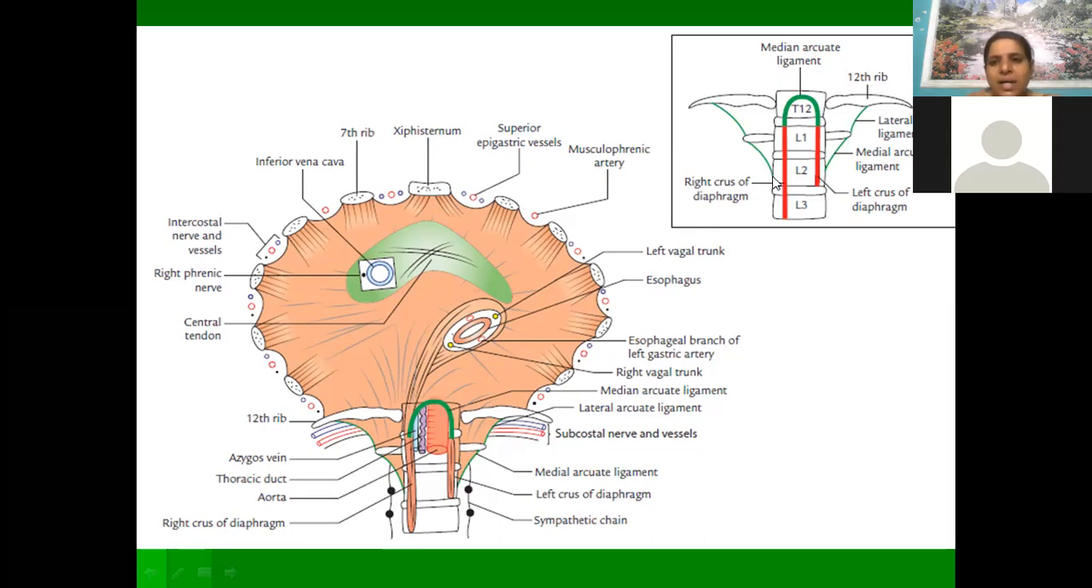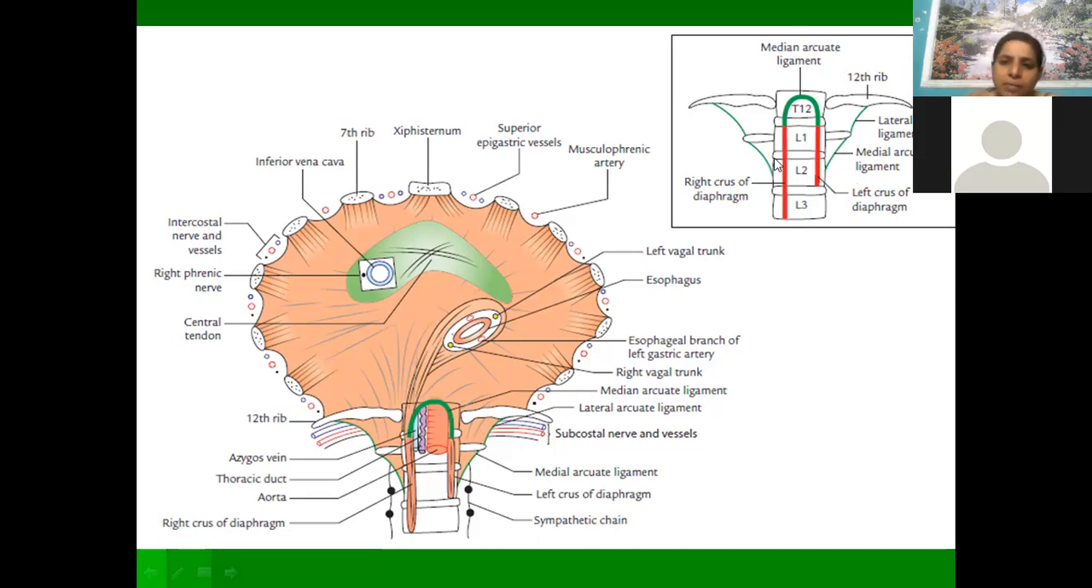Medial is extending from the lateral aspect of the second lumbar vertebra to the tip of the transverse process of the first lumbar vertebra. Whereas the lateral arcuate ligament is extending from the tip of the transverse process of the first lumbar vertebra to the 12th rib. So we have the median arcuate ligament in the midline, that's why median. So this is the medial arcuate ligament, then we have the lateral arcuate ligament.